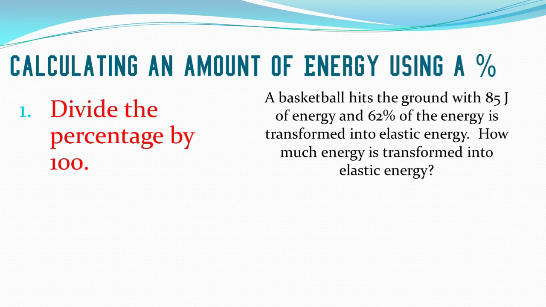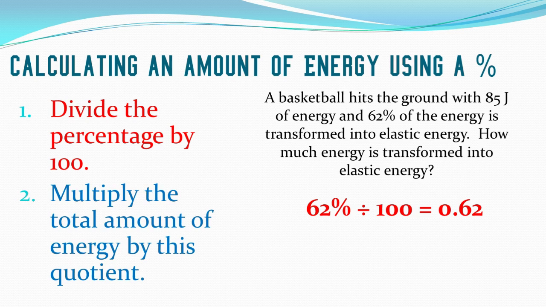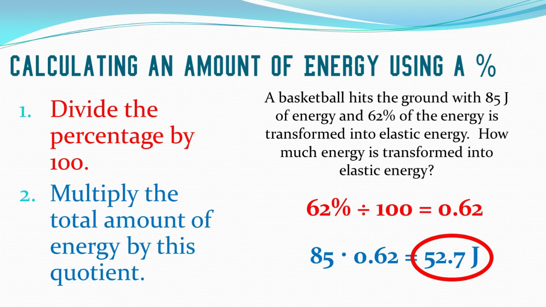I start by dividing the percentage by 100. 62% divided by 100 gives me 0.62. This is again just as easy as moving that decimal 2 places to the left. Next, I'm going to multiply the total amount of energy by this new quotient. So I'm going to take the total amount, 85 joules, times 0.62 to get 52.7 joules. That's how much elastic energy is present when the ball compresses, when it hits the ground.